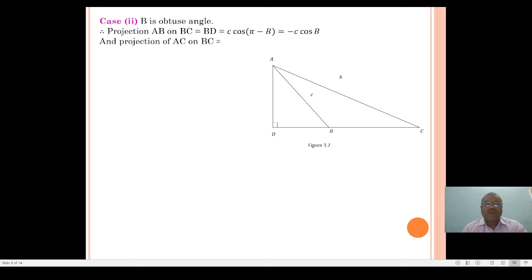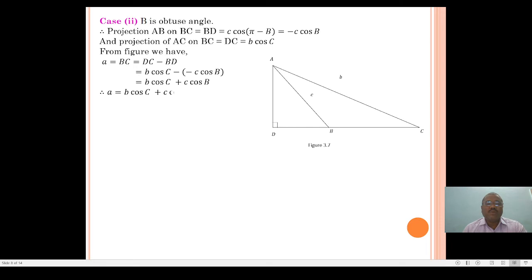And projection of AC on BC equals DC, which is equal to b cos C. So from the figure we have a equals BC equals DC minus BD. So the value of DC is b cos C, minus c cos B, and then we get b cos C plus c cos B. So the same, we get a equals b cos C plus c cos B.